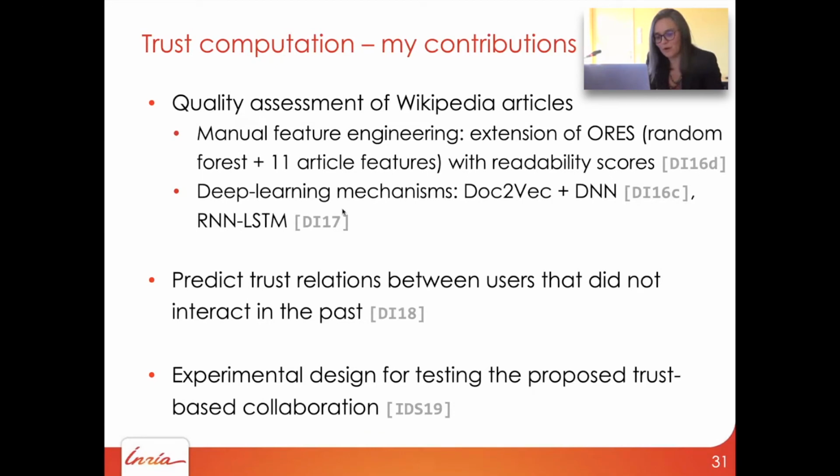I also did some work on predicting trust relations between users that did not interact in the past. The problem here is that given a network in which the links represent the trust and distrust relations between users, we propose an algorithm to predict future user trust and distrust relations. We also proposed an experimental design for testing trust-based collaboration model. I'll describe in more detail this last contribution.